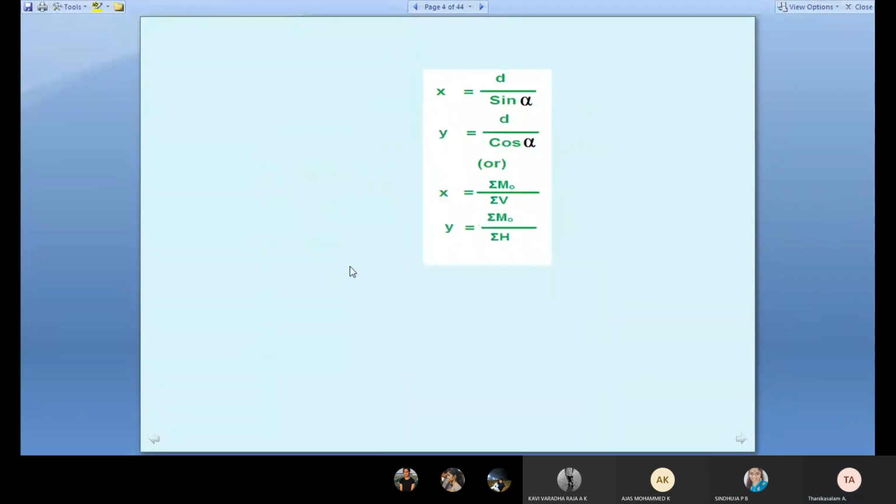Then calculate the distance: X distance, D by sin alpha, Y distance, D by cos alpha. Or another formula, X equal to the net moment divided by summation of V. The Y distance equal to summation of M naught divided by summation of H. This is the resultant for rigid bodies, the forces acting.